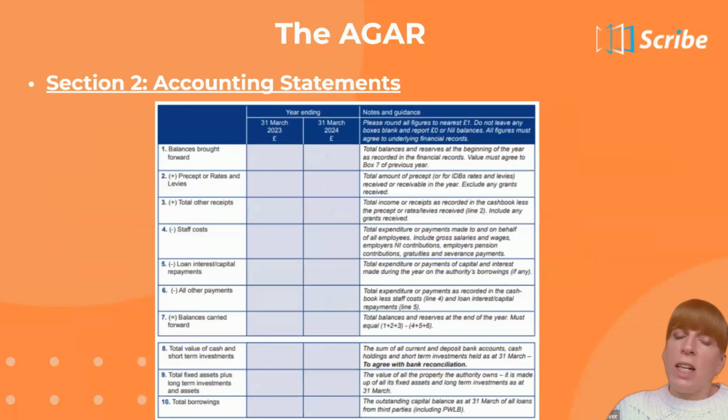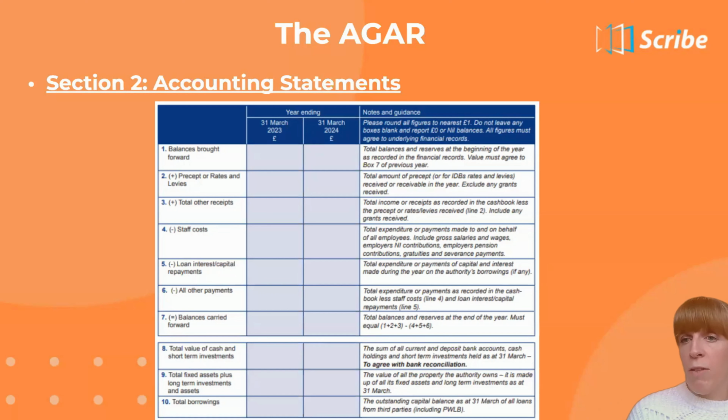So then that takes us to section 2, the accounting statement. So this, as I said, is the numbers bit. This is the main part of it, really. So what we've done so far is review how the council does things, procedures, etc. This part is the numbers bit.